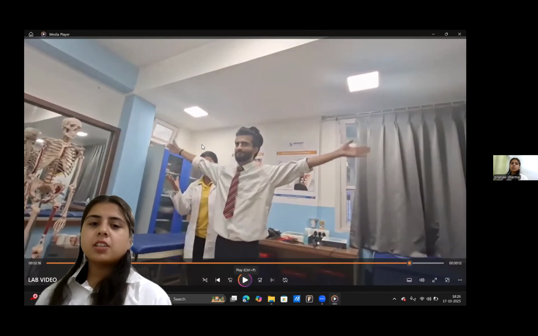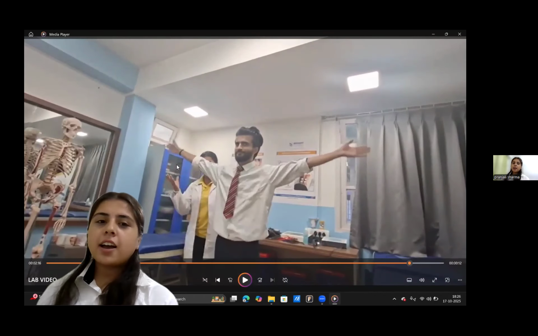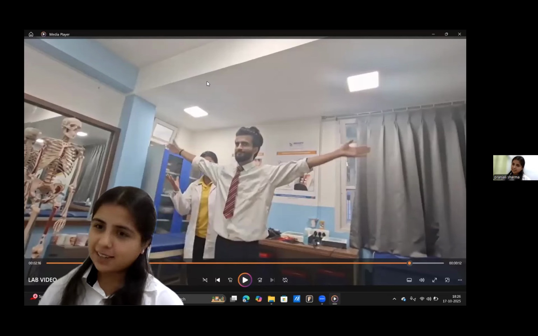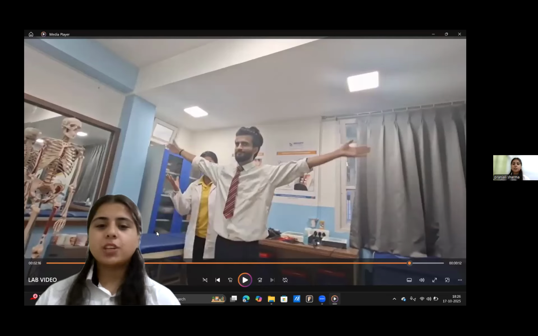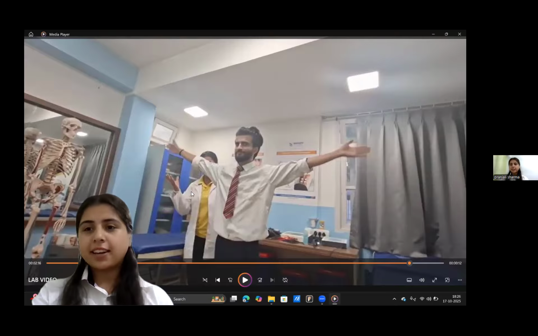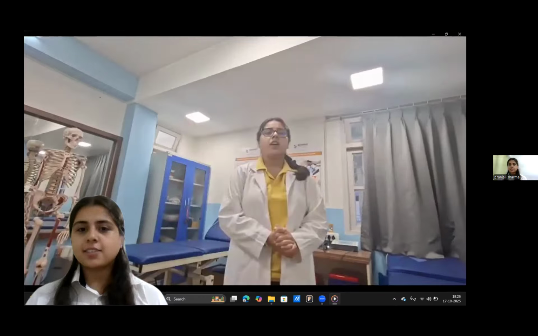See the way the patient is doing the active movements by themselves. This is what active movement is. The patient is doing it without the help of the therapist. I'm just standing there still. Without my help, the patient is doing the exercise.